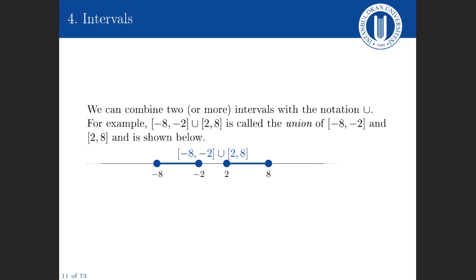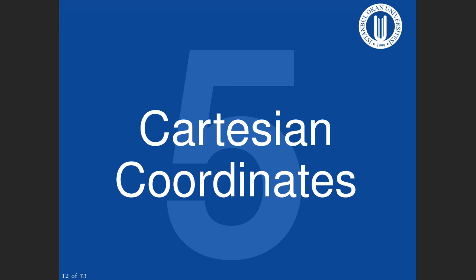We can combine two or more intervals with the union notation, which I introduced yesterday. For example, square bracket minus 8 comma minus 2 square bracket, union, square bracket 2 comma 8 square bracket, looks like this. It's the set which goes all of the way from minus 8 to minus 2, and then we have a hole in the middle, and then the set which goes all the way from 2 to 8. This set is a union of two intervals. It's not an interval itself because it has a hole in the middle. We'll need intervals later in the course.